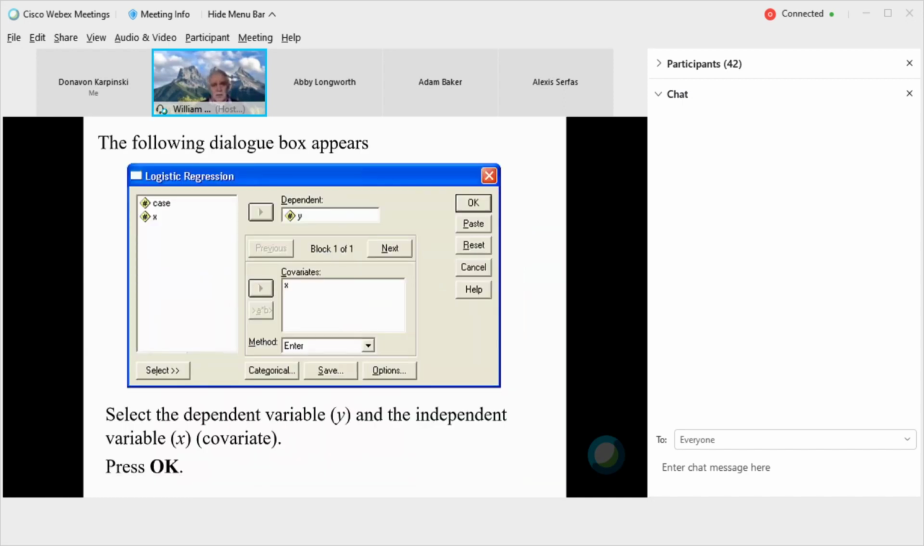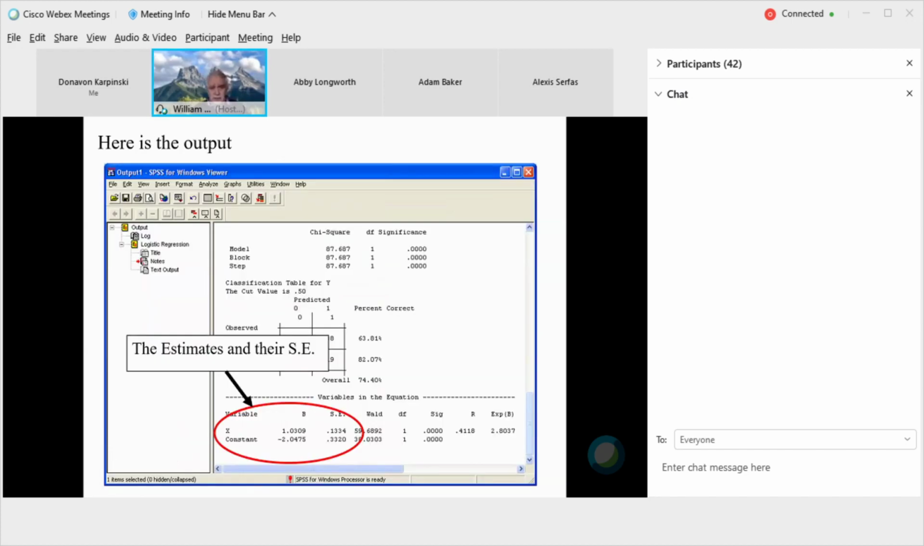Then up comes this dialog box. It wants you to identify the dependent variable. That's the variable that's either 1 or 0. And the covariate, this is the predictor variable, the continuous variable that you're trying to predict y with. Press OK, and it'll carry out the analysis. Here's some of the output. The important thing here is that this gives you the estimates and their standard errors of the coefficients beta naught and beta 1. The constant is the value of beta naught.